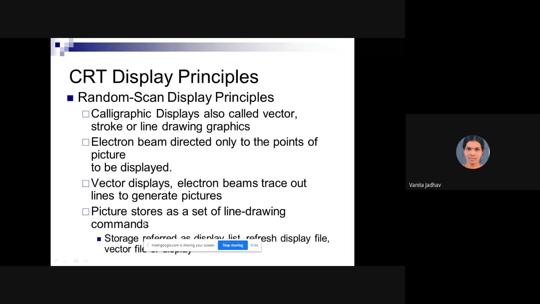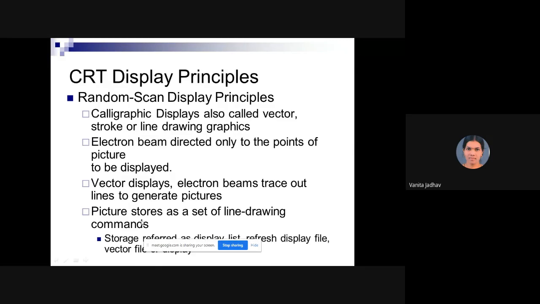So how is the picture stored? The picture is stored in the form of commands. These commands are called line drawing commands. Previously we discussed the storage. The name of the storage is frame buffer. So how was the picture stored inside the frame buffer? In the form of pixel intensity. That is nothing but the color of that pixel, either 0, 1 or 1, 2, 7, like that.